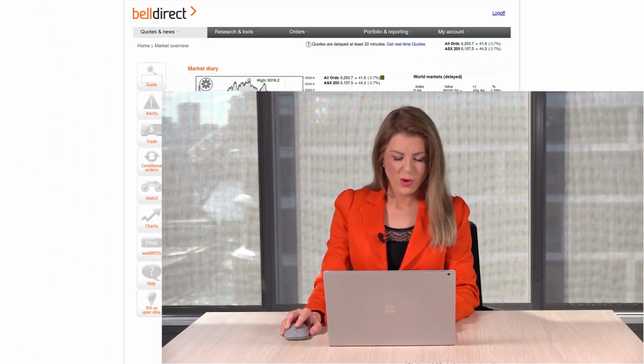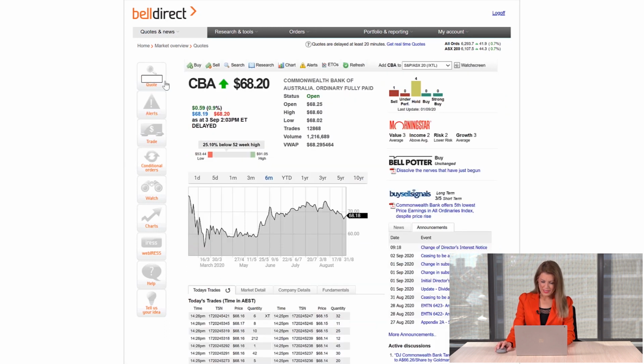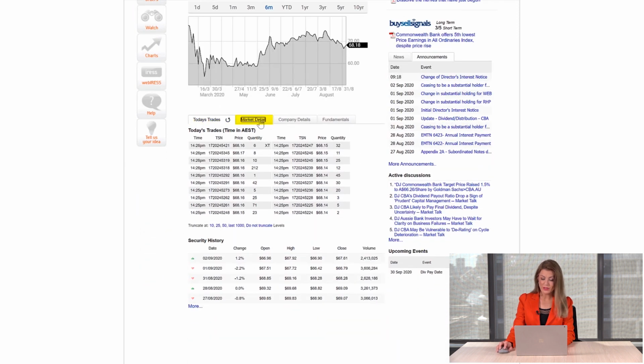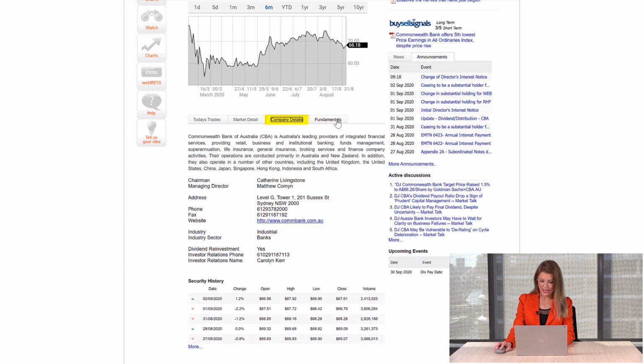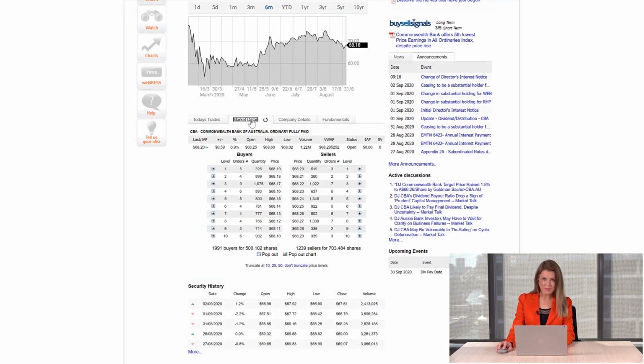So today we'll cover how to look at where the buys and sell orders are, known as the market depth. Once you've logged into Bell Direct, type in the ticker code that you want via the quote feature here, hit enter. Beneath the performance chart, you'll see today's trades, market detail, company details, and company fundamentals. Market detail is where you see the market depth. This is where the action happens for the stock that you want to trade.